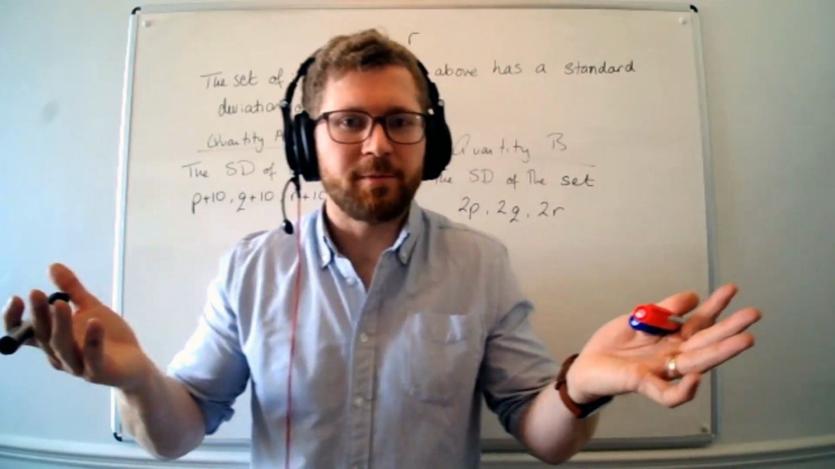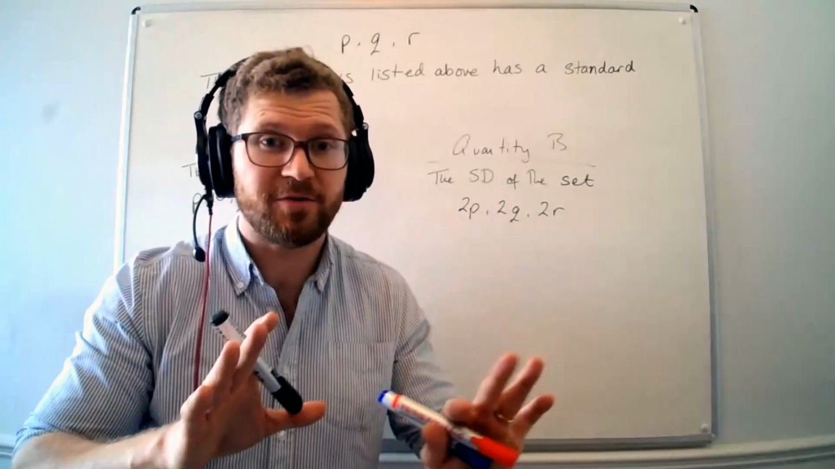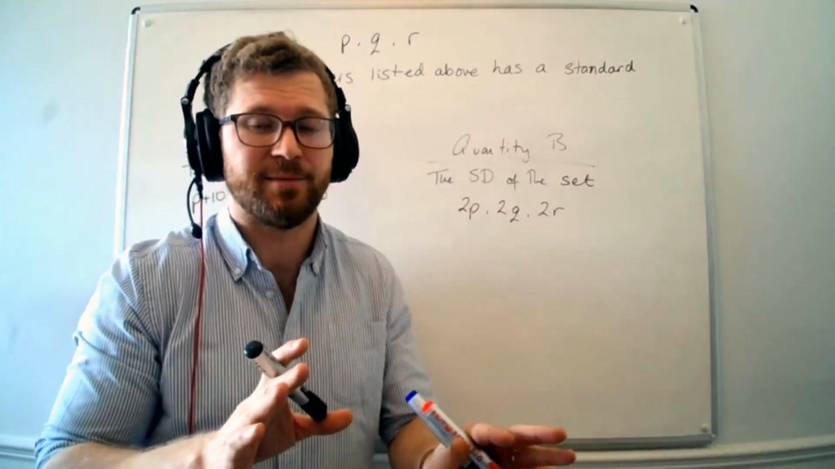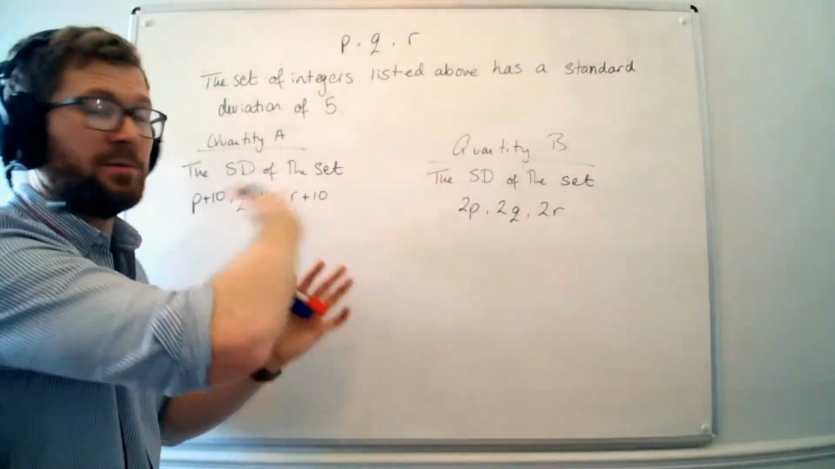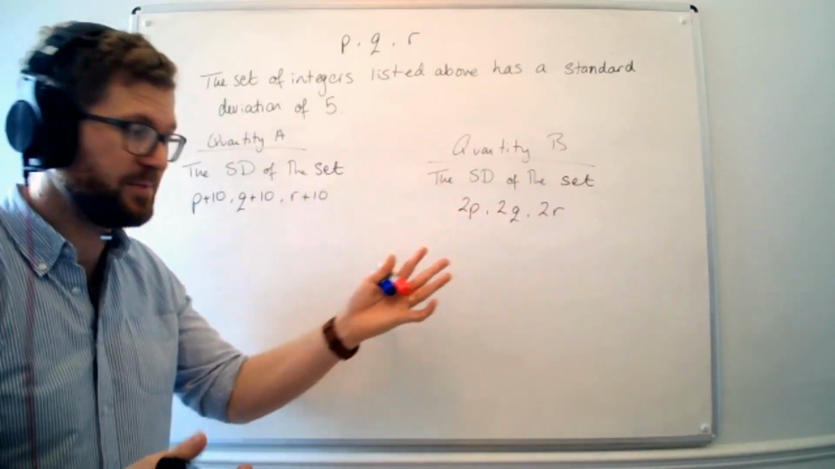So in this case, we've got a bunch of variables here. I don't actually know what the numbers are in this set. So even if we had the formula, we're not going to be able to calculate something. But I'm going to need to do something in order to try and figure out whether I can tell whether quantity A or quantity B is bigger here.